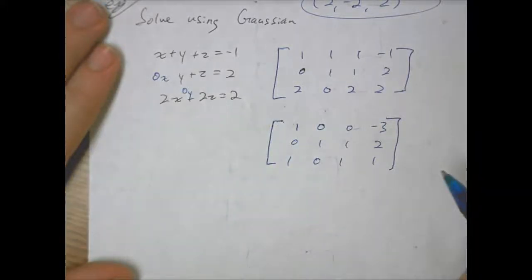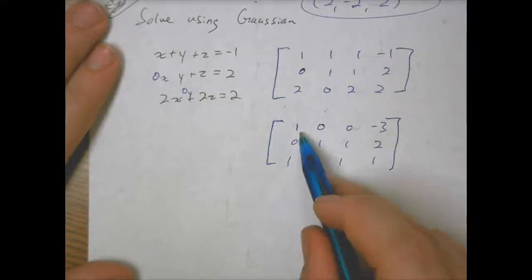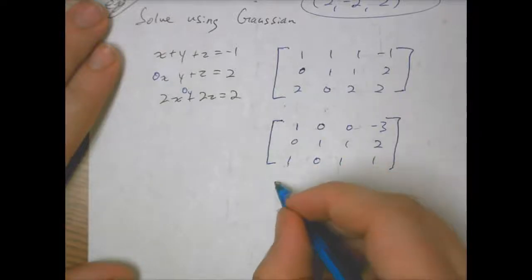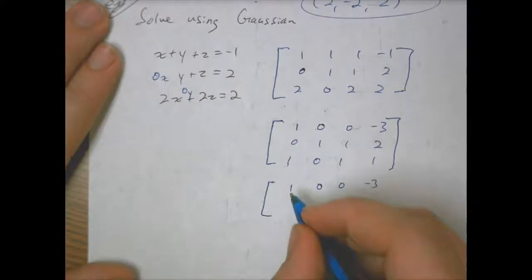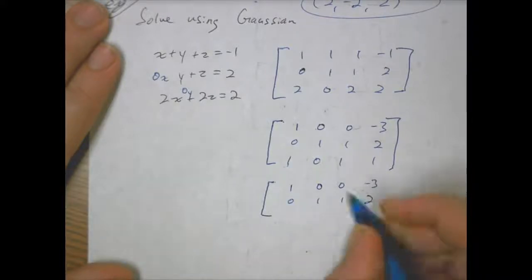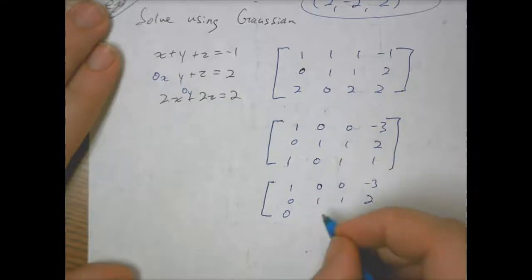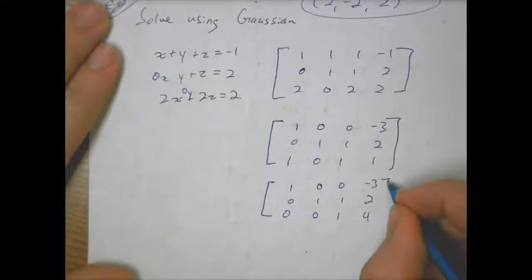All right. So now I can get rid of this one right here by subtracting the first line. So I'm going to leave all the rest the same. 1, 0, 0, negative 3, 0, 1, 1, 2. And then now, this minus that is 0. 0 minus 0 is 0. 1 minus 0 is 1. 1 minus a negative 3 is positive 4.